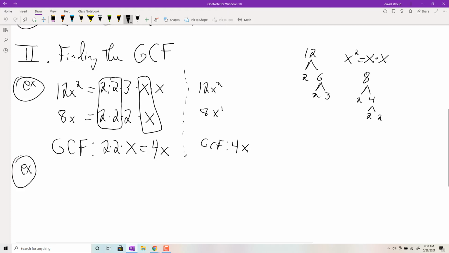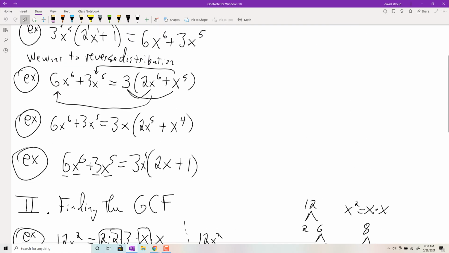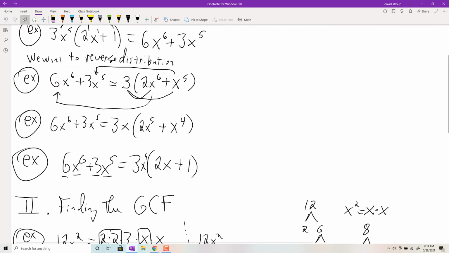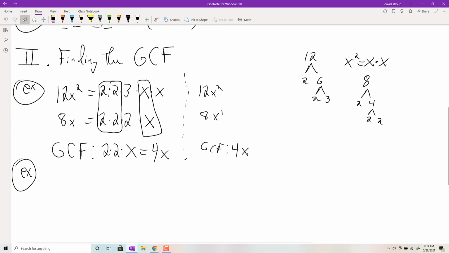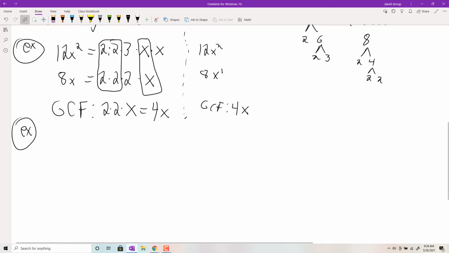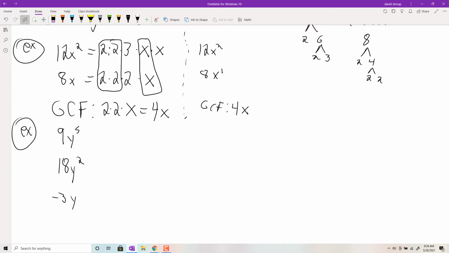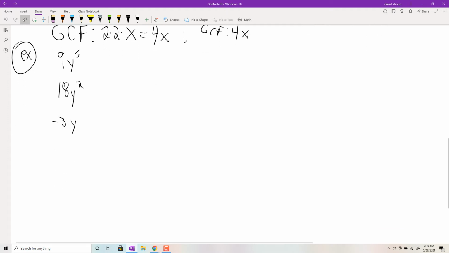Let's look at another one. This time we'll look at 3 terms, okay? Because it's not always going to be just 2-term scenarios where you're trying to factor something out. You can have 3, 4, 5 terms. So this next one, 9y to the 5th, 18y squared, and negative 3y. One thing about the GCF is we're always going to assume it's positive, so don't worry about the negatives with the GCF. Anyways, let's think this through.